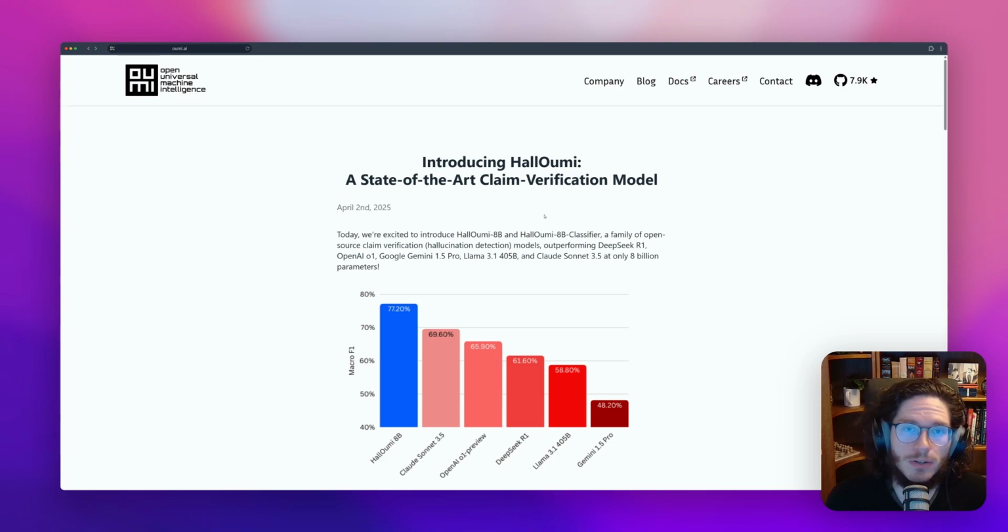I'm one of the co-founders at Oumi, and today I'm going to talk to you about our HallOumi model, our first step towards building more reliable large language models.